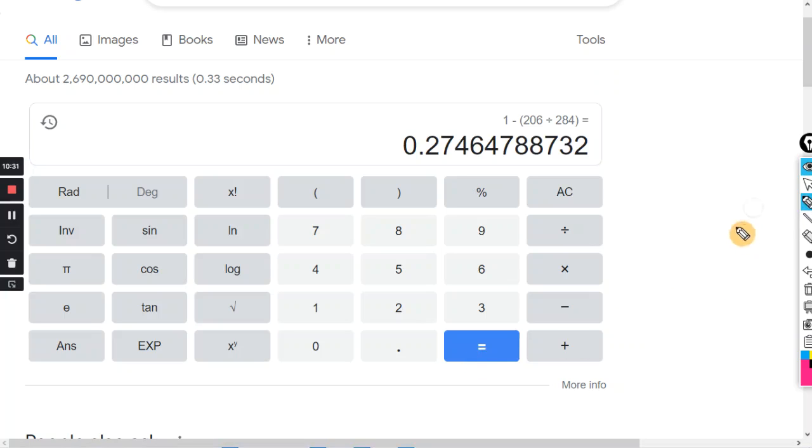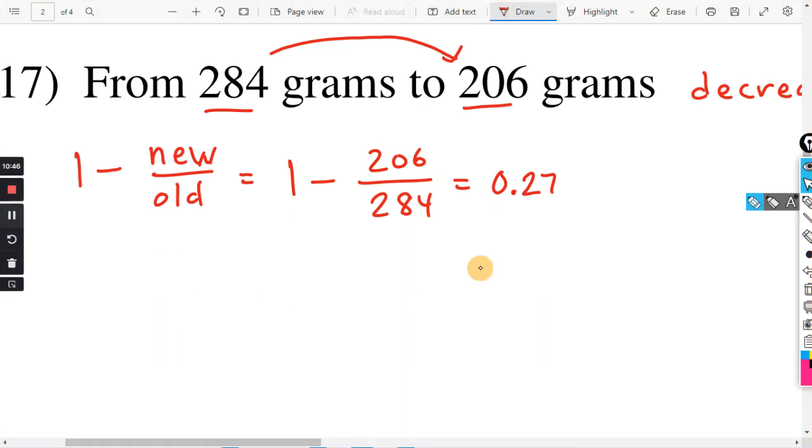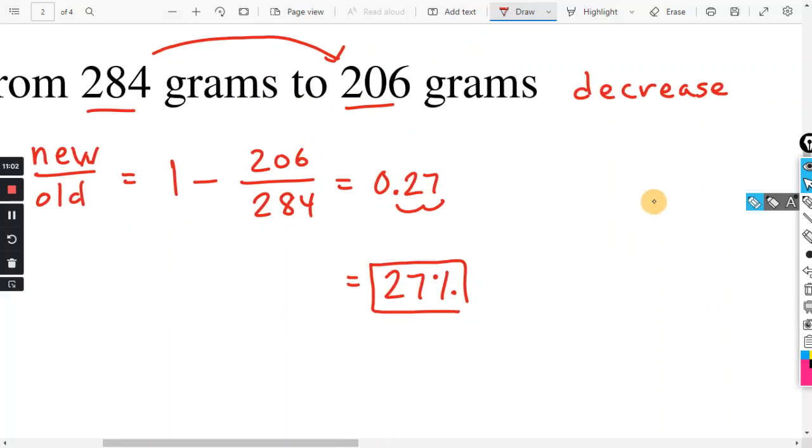And once again, we're rounding to 2 decimals. You look at the third decimal. If it's less than 5, you round it down. So that is 0.27. Okay, and converting that to a percentage, you move the decimal 2 places to the right, and that is just 27%. So this decreased by 27%.